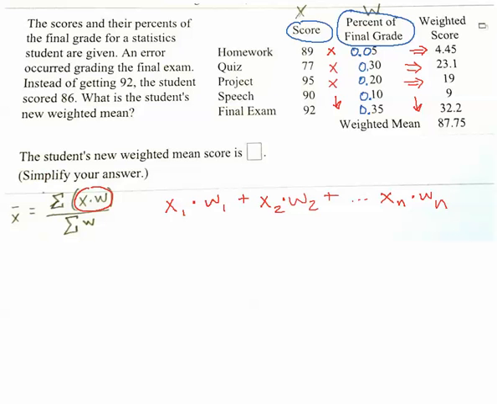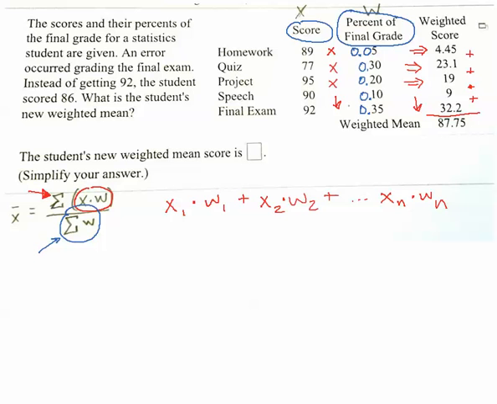That's what this symbol right here means. It means you're going to take the summation, the sum of all those. So you're going to add them up, and so on. And the sum that they got was 87.75.